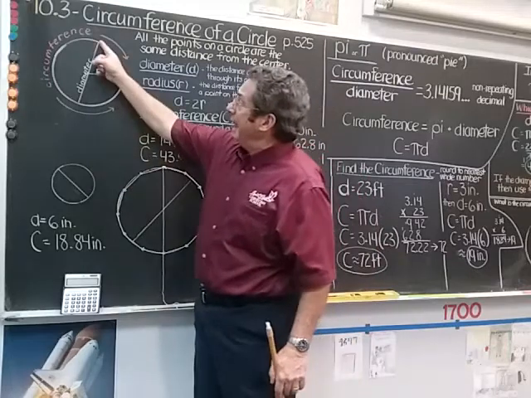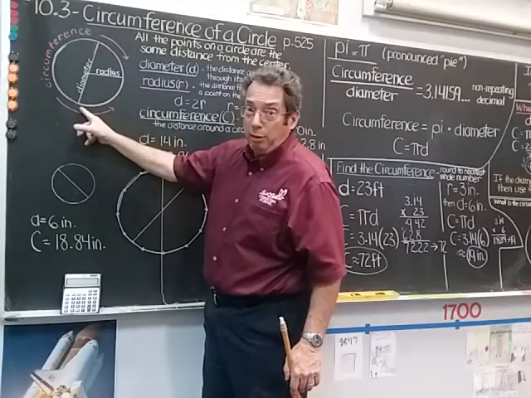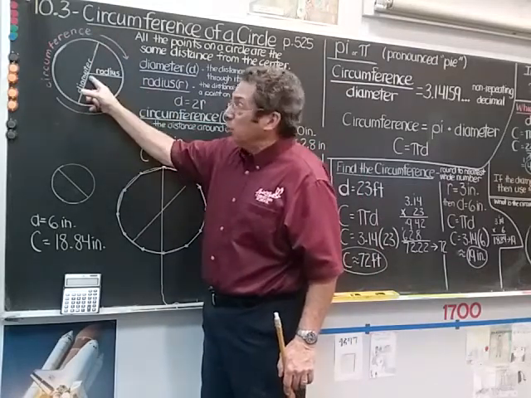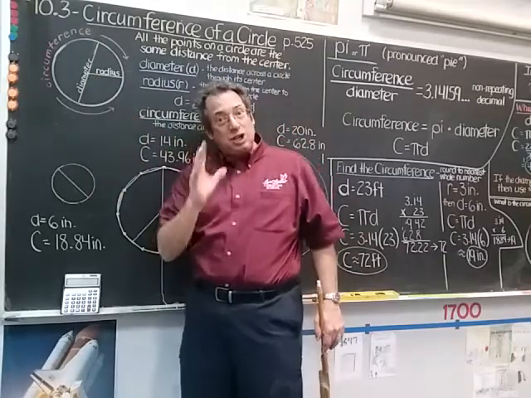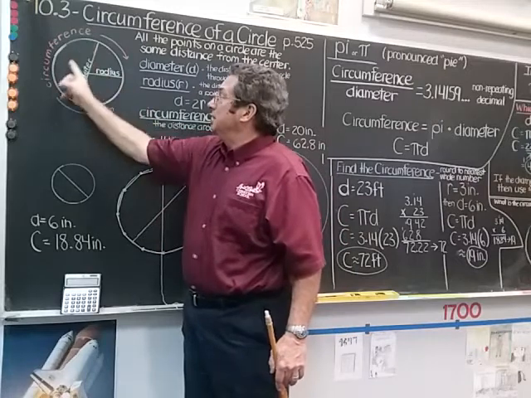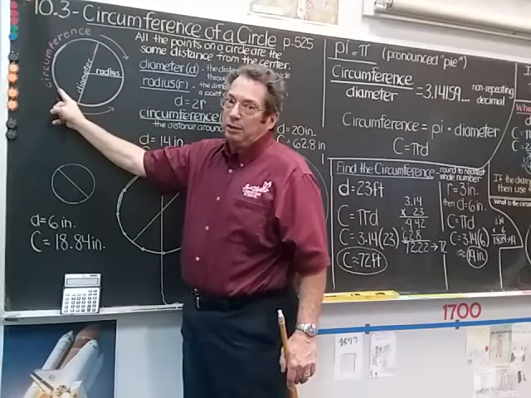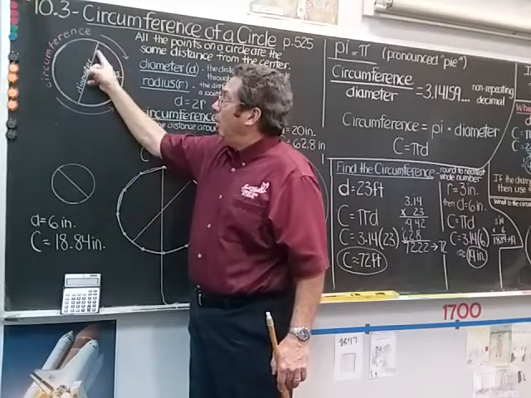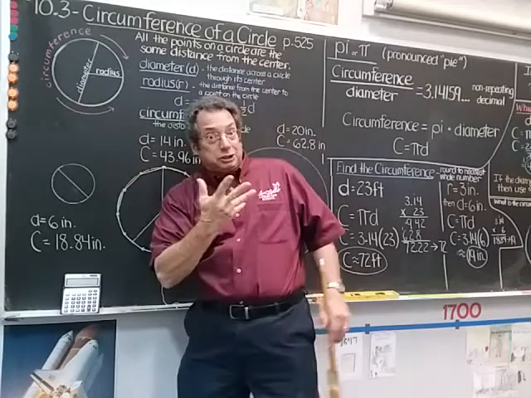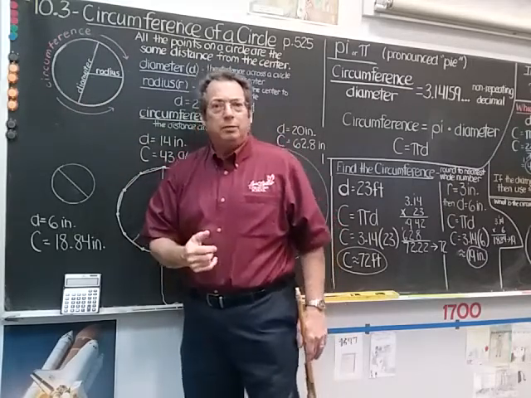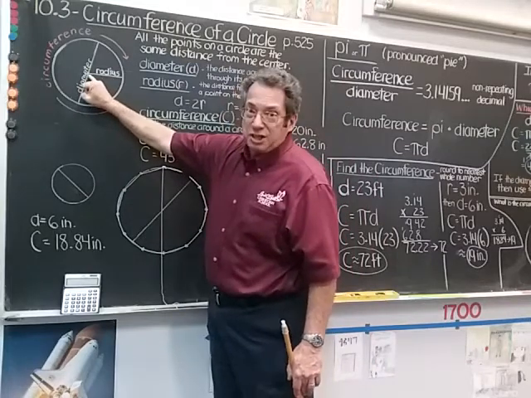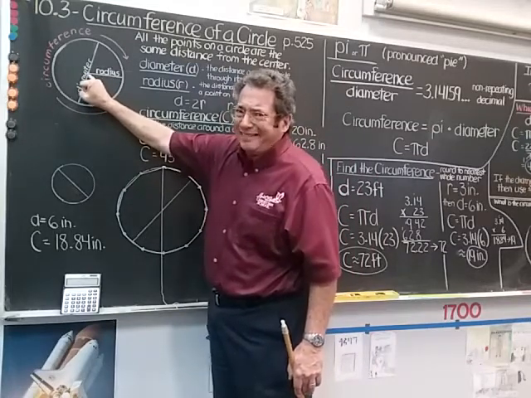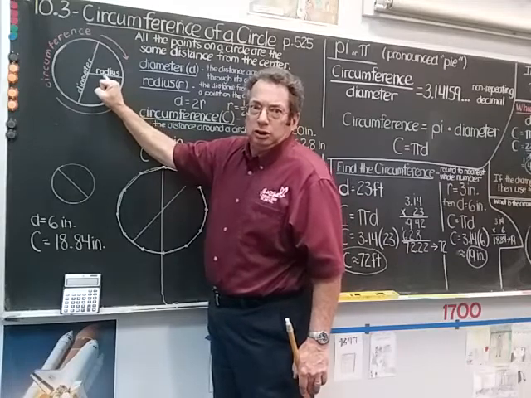Now, if you draw a line from one point on the circle to another point on the circle, through the center, that is called the diameter. Now, that's important. It has to go through the center. I could connect this to this, and it's not the diameter. It has to be a line or a segment that goes through the center of the circle in order to be the diameter. Another word you need to know is called the radius. The radius is the distance from the center over to the circle. So that's called the radius.